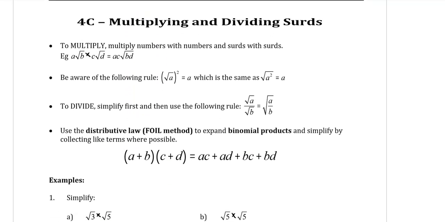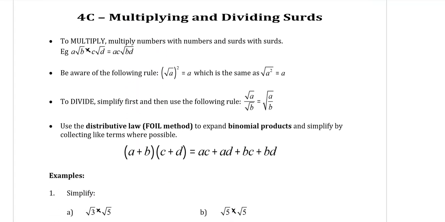Okay, so time for new work. Multiplying and dividing surds. To multiply surds, you multiply numbers with numbers and surds with surds. So that means that the things that are in front of the surd, so in this case the A and the C, they will multiply together and they will go out the front of the surd in the answer.